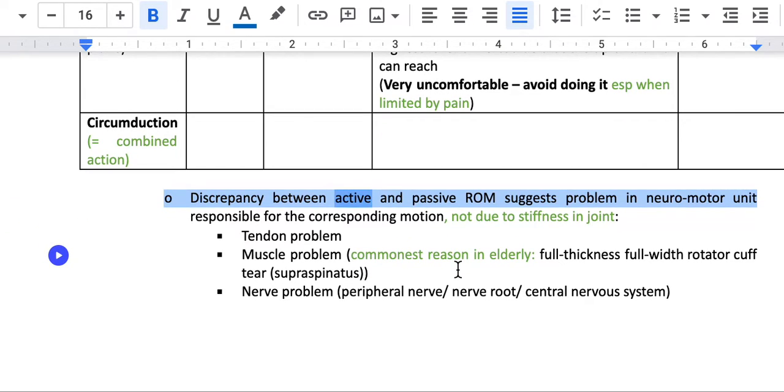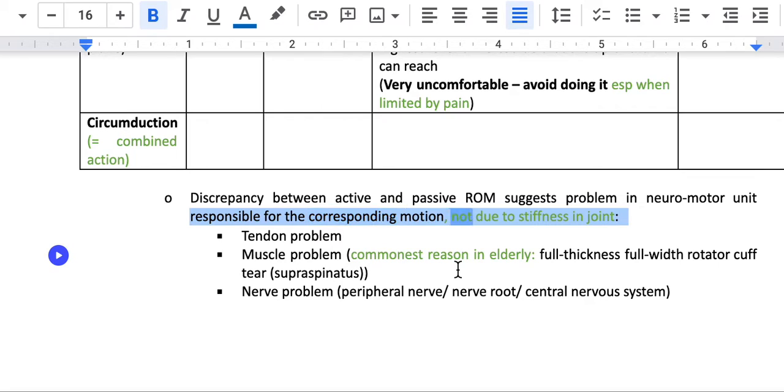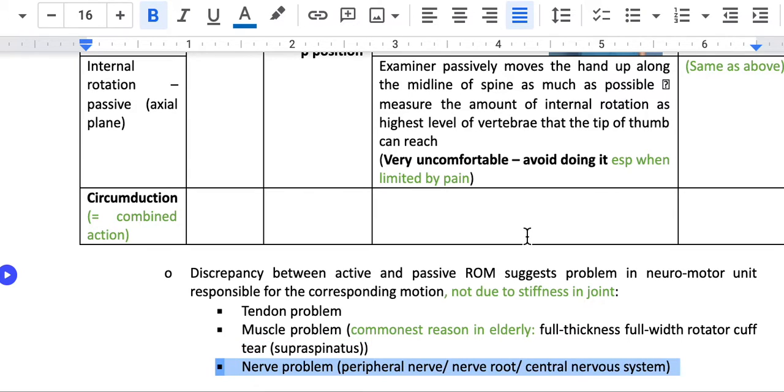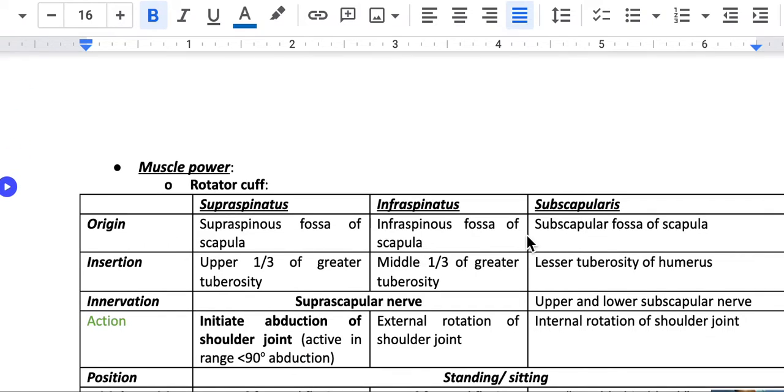A discrepancy between active and passive ROM suggests a problem in the neuromotor unit responsible for the corresponding motion, not due to stiffness in the joint. Tendon problem. Muscle problem. Commonest reason in the elderly: full thickness, full width rotator cuff tear, supraspinatus. Nerve problem: peripheral nerve, nerve root, central nervous system.